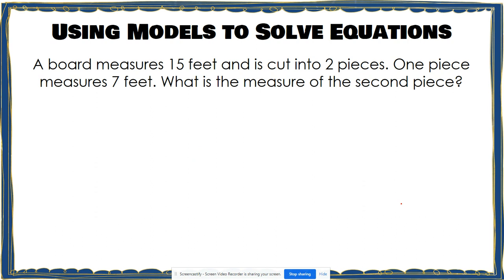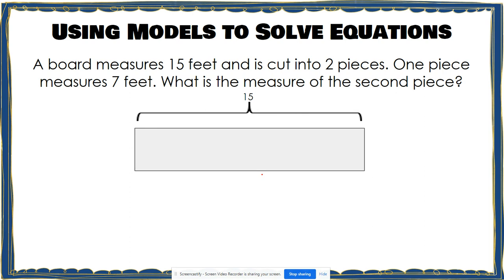Next, I see that a board measures 15 feet and is cut into 2 pieces. One piece measures 7 feet, and what is the measure of the second piece? Well, I'm going to use a model to show this problem, and the first thing I'm going to start with is the whole board. I know that the whole board has a measure of 15 feet.